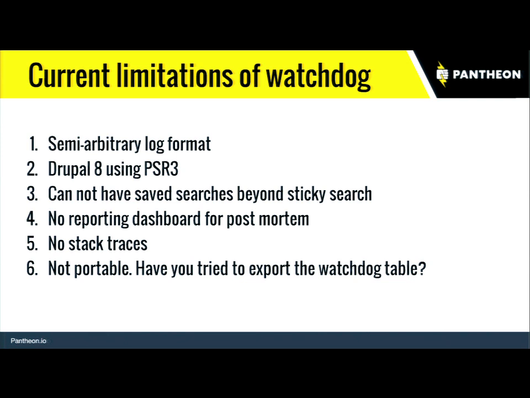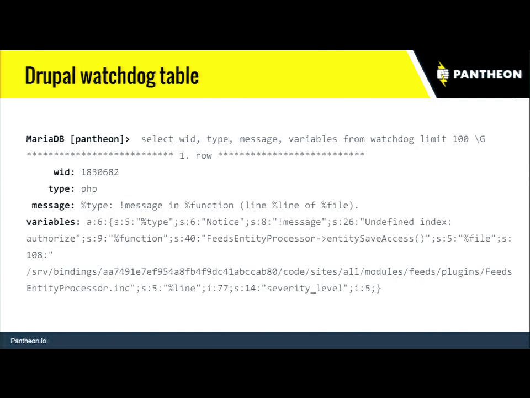An important one for debugging and optimization is you don't get any stack traces. So you don't see what caused the slowness or the problem when it occurred. And finally, the watchdog is not very portable. I'm not sure if anyone has actually dug into the watchdog, but this is what the table looks like. A hodgepodge of variables and replacement things. If you saw a million of these on the screen at one time, what would you do with them? The answer is nothing.